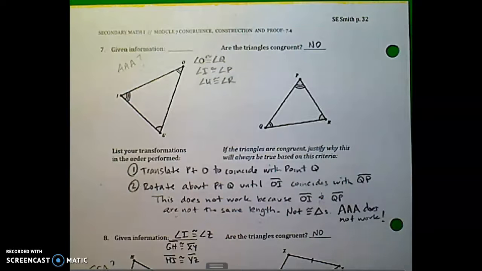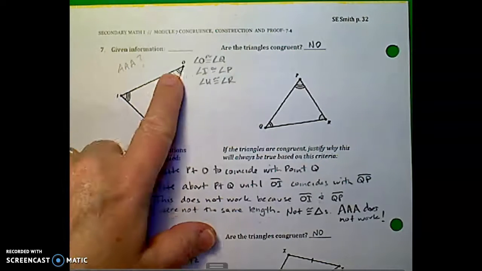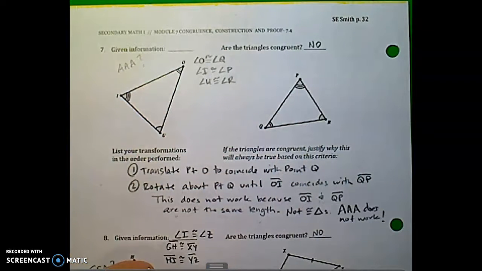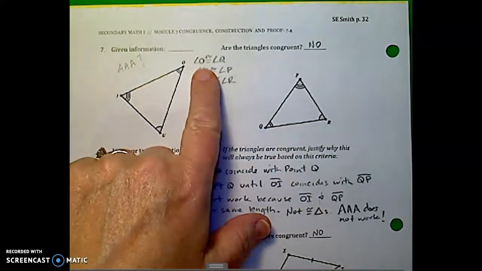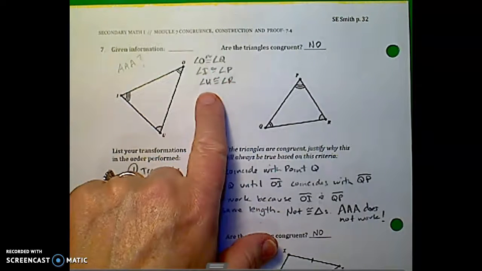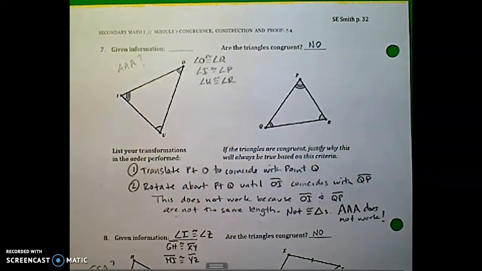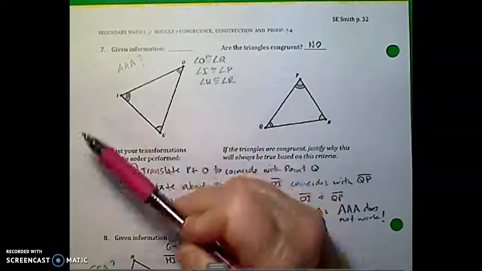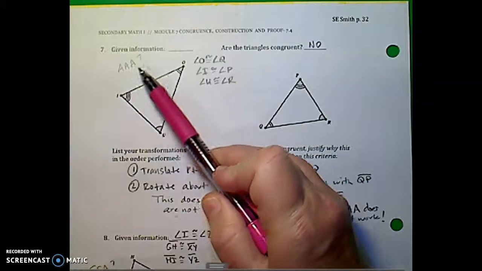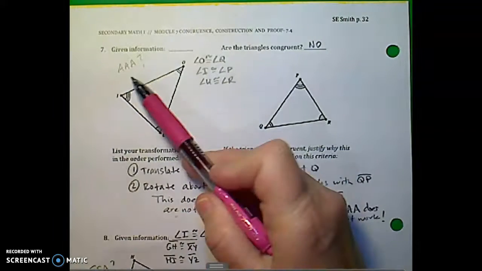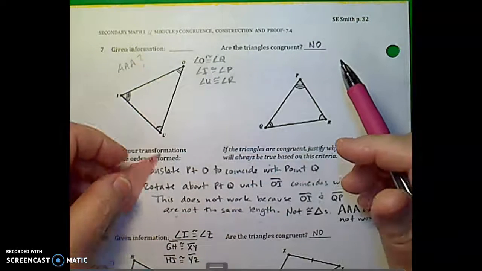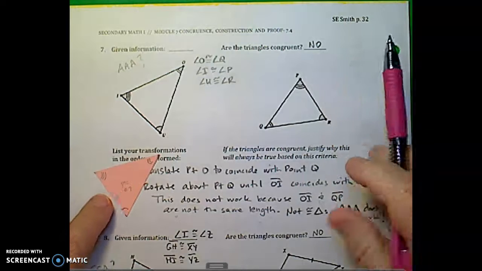Okay, for our next page, we have given information. We have angles that are all equal to each other in these pictures. And so angle O and Q, angle I and P, angle U and R all have the same markings. So if I'm using the letter method that I did on the prior ones, this would be angle, angle, angle. So the question is, does angle, angle, angle, three sets of angle measures that are equal, is that enough to prove the triangles congruent? And the answer ends up being no.